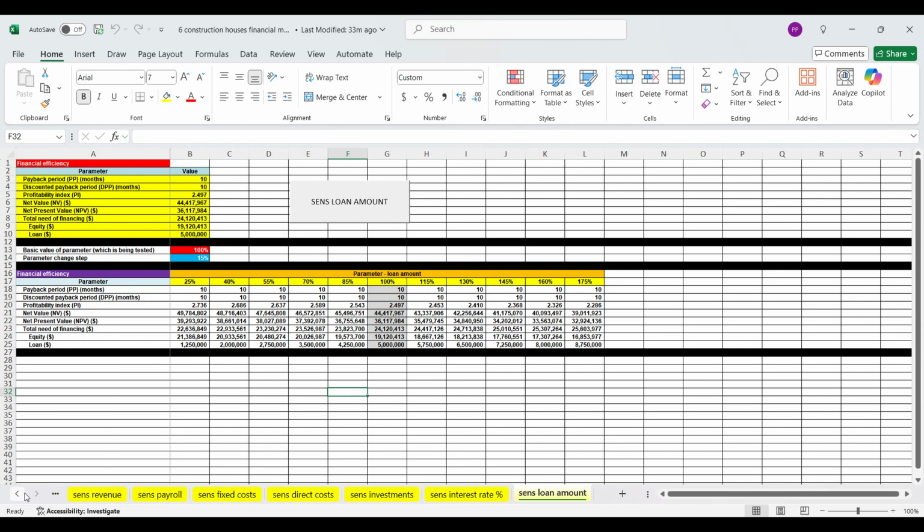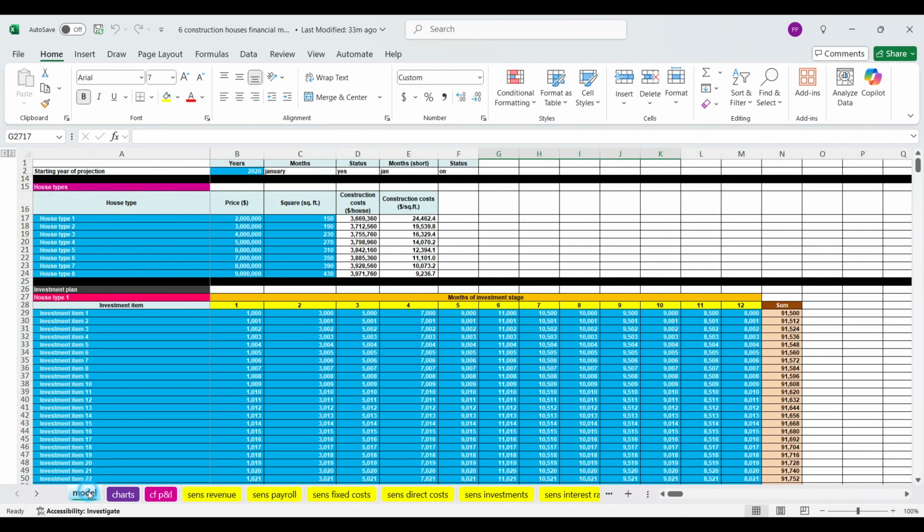So usually when the financial model is done, the entrepreneurs and future business owners start playing with all these numbers. They are playing with the pricing, they are playing with investment stage expenses for different types of houses, they are playing with the way customers are paying, because it significantly affects the cash flow statement.